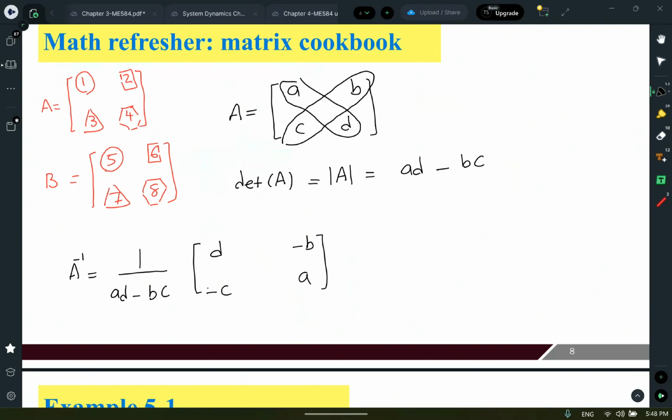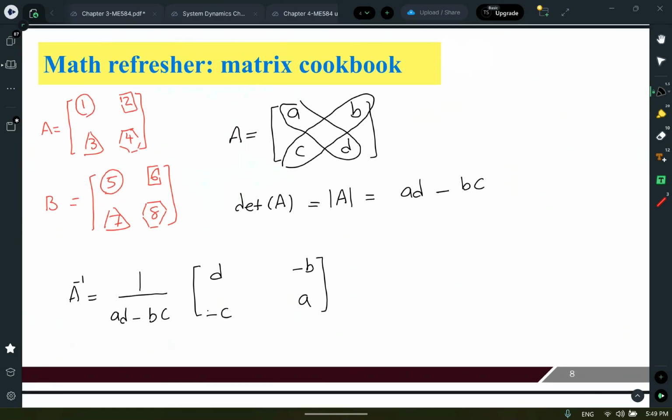This is one formula that I want you guys to remember: how you can find the inverse of a 2 by 2 matrix. With that, I'm going to go and solve some examples and see how we can find the state space dynamics for a system.